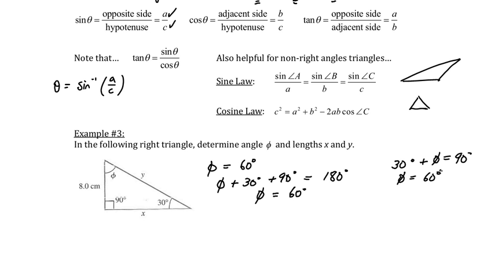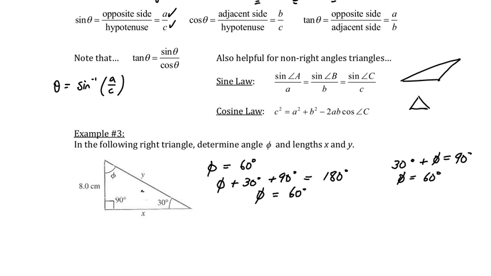Okay, now solving for, say, x or y. Now, you do not know all three sides. You only know one side, so you can't use the Pythagorean Theorem at this point. To figure out x or y, you need to use a trig ratio.